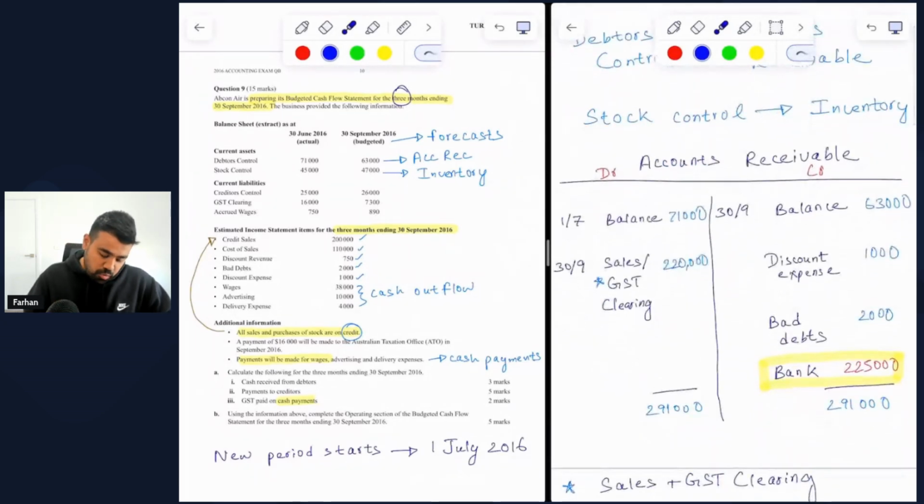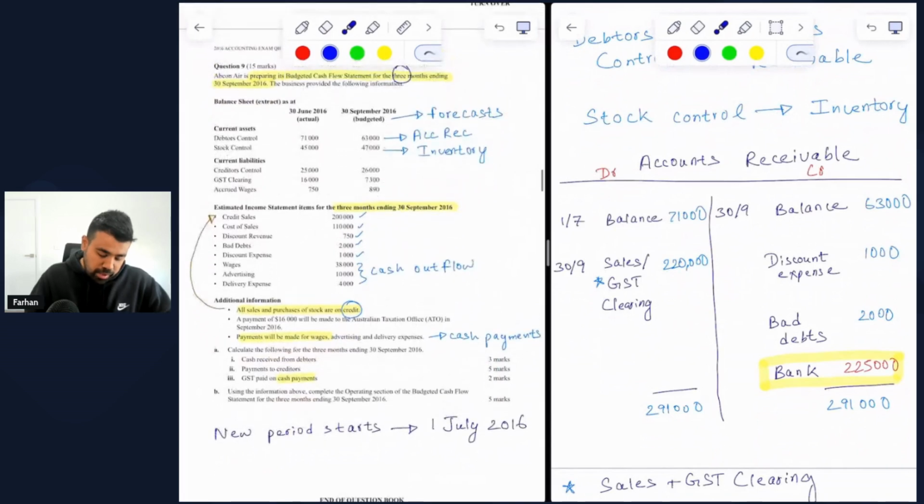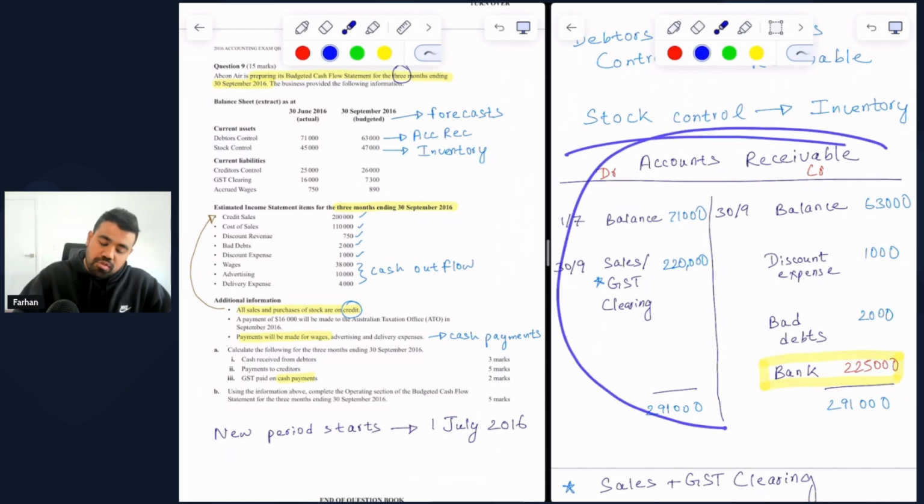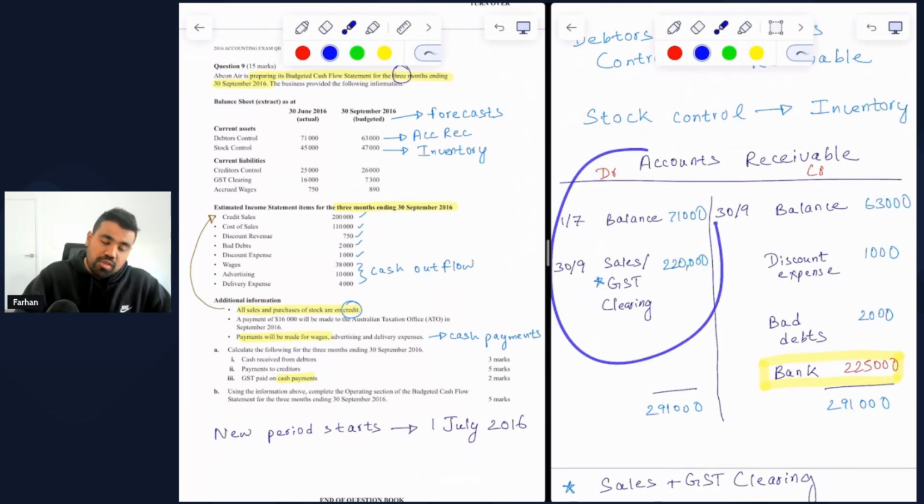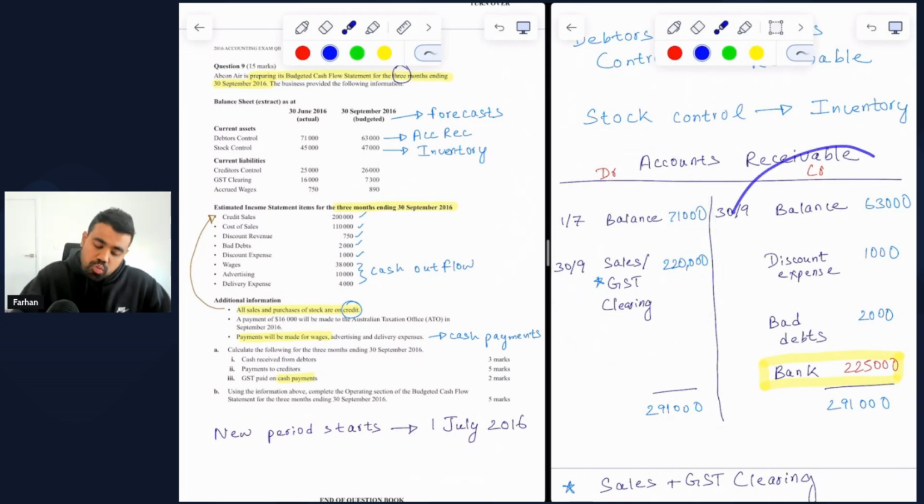Now let's get started with the first question, which asks us to calculate the cash that we expect to receive from debtors during the next 3 months ending 30 September 2016. So debtors here refers to accounts receivable, the credit customers of the business. So here we have prepared a ledger account for accounts receivable. You understand that the left-hand side of the ledger account is what we refer to as the debit side, and the right-hand side of the ledger account is what we refer to as the credit side.